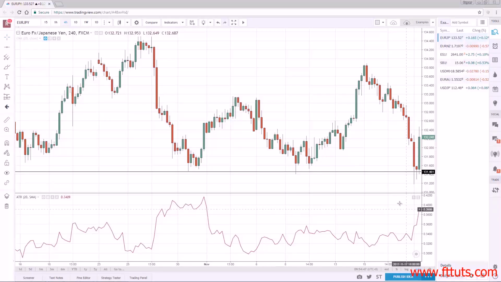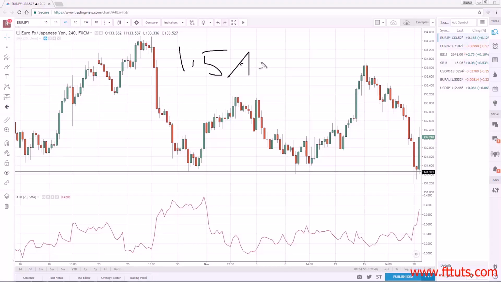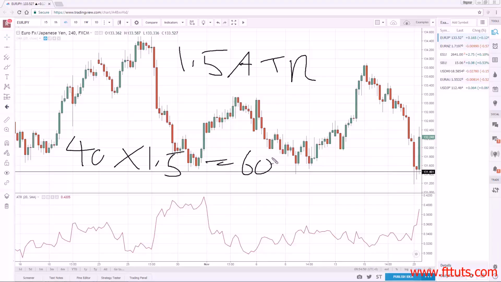So the range of your price rejection has to be 1.5 times the ATR. So it has to be at least 1.5 times the ATR to be considered strong. So in this case, you want to look for the price rejection to be at least 60 pips, because one ATR now is 40. Multiply by 1.5, it gives you 60 pips.